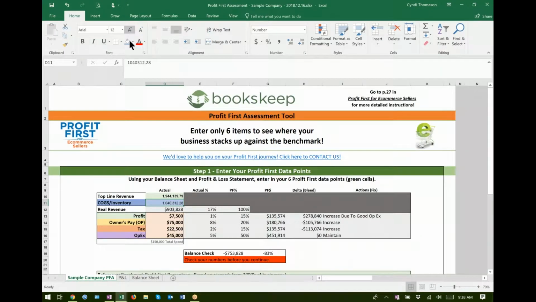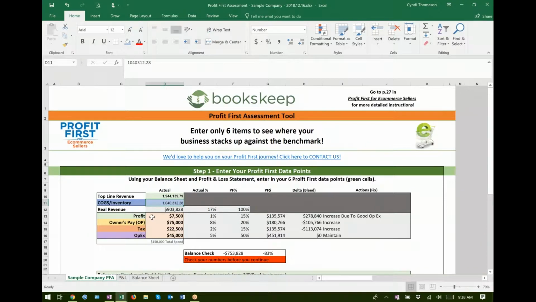So in this situation, this particular company through November has sold $1.9 million in products. Their inventory purchases have amounted to $1,040,000. So the real revenue for the business is $903,000. That's the amount of money that you really have to work with to manage your business. In profit first terms, that's called our real revenue.